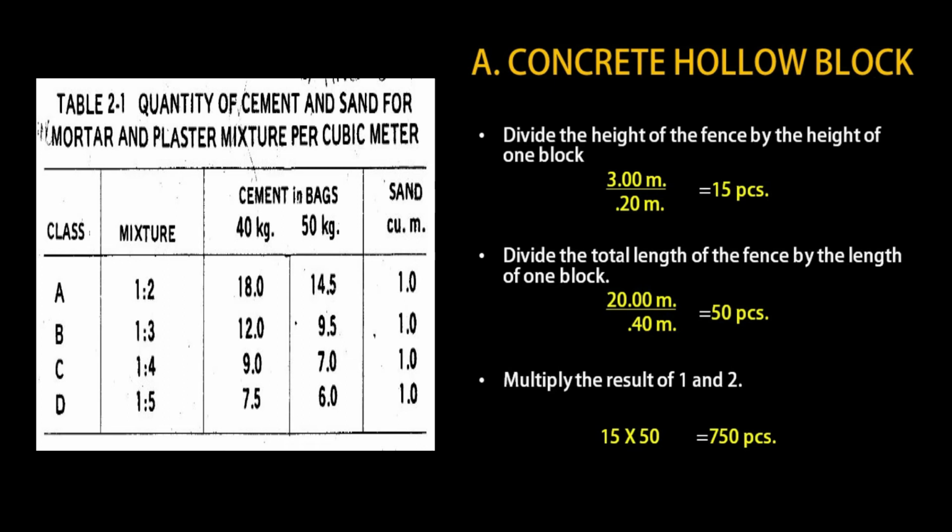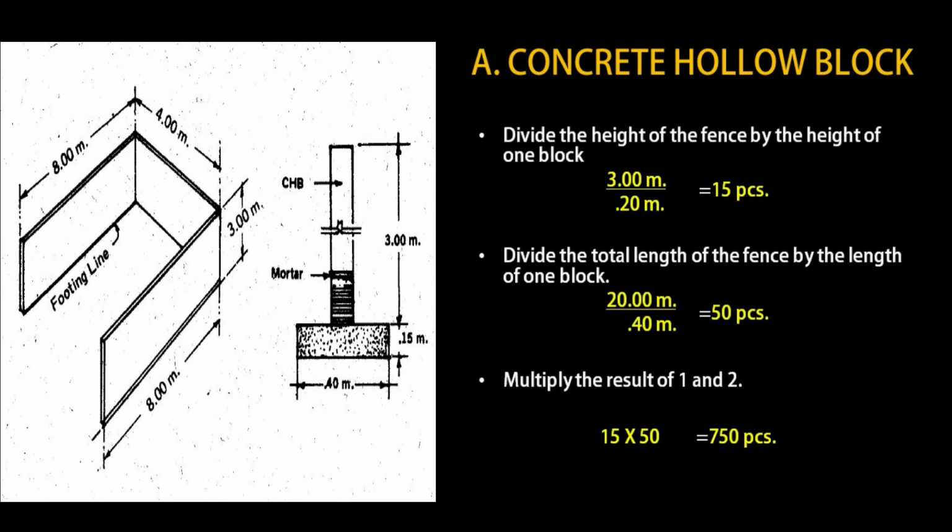So, in computing the required materials, we will be using a table that shows the quantity of cement and sand for mortar and plaster mixture per cubic meter. It shows the class, the mixture, the cement in bags, either 40 kilograms or 50 kilograms, and the sand in cubic meter. As an example, we will be using the illustration in computing for the concrete hollow blocks, the mortar for block laying, the mortar filler for hollow cell, the plastering, and the footing.